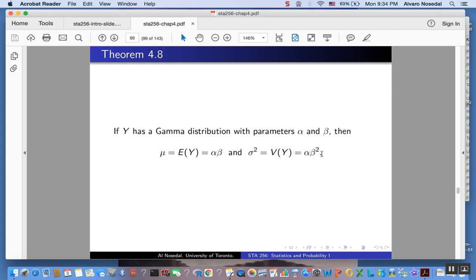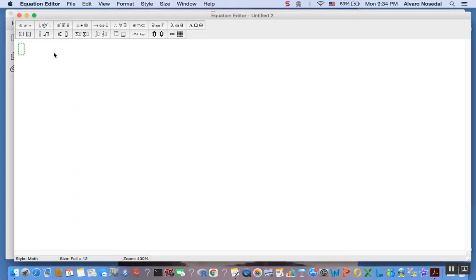Okay? So let's find the expected value for a random variable with a gamma distribution and parameters alpha and beta. Proof.